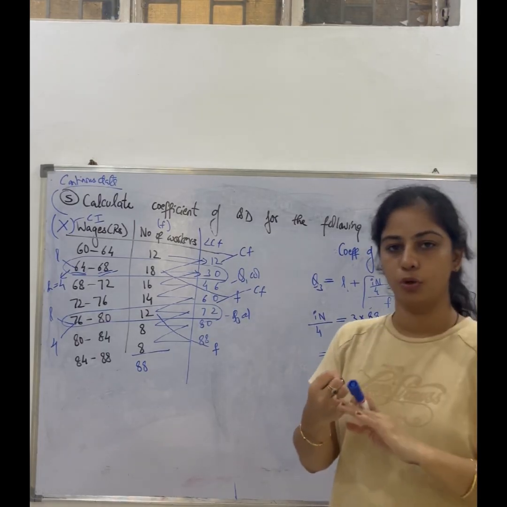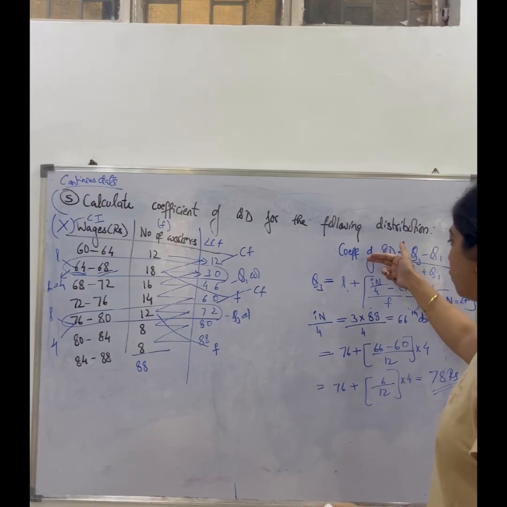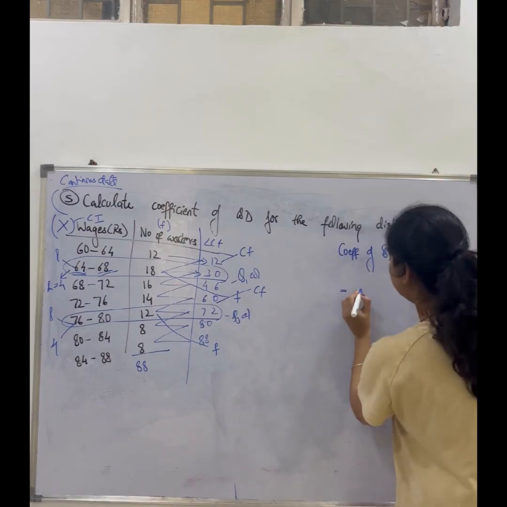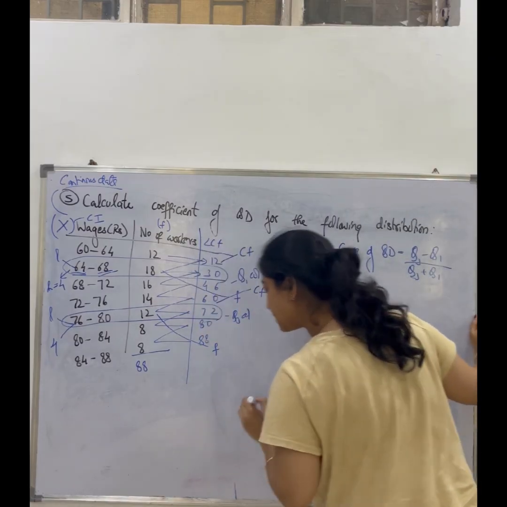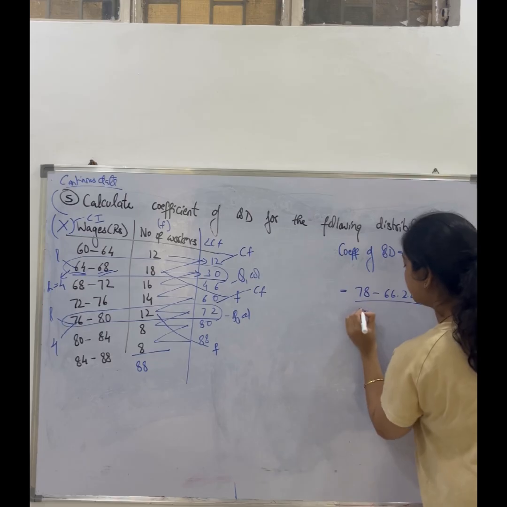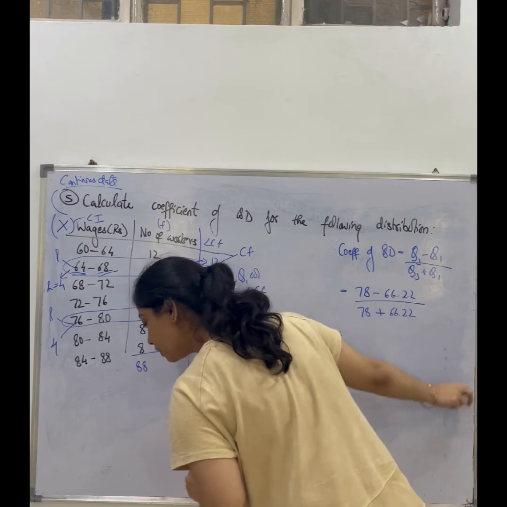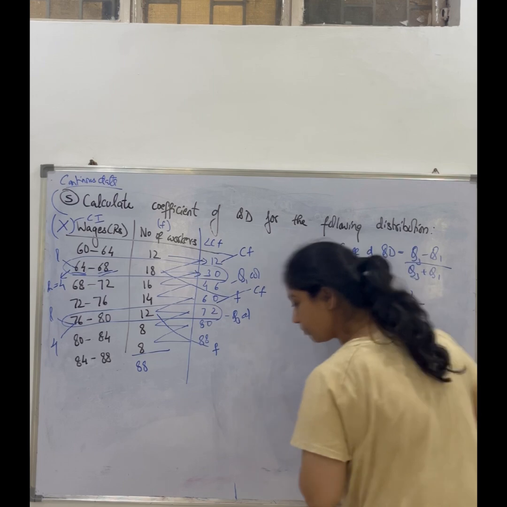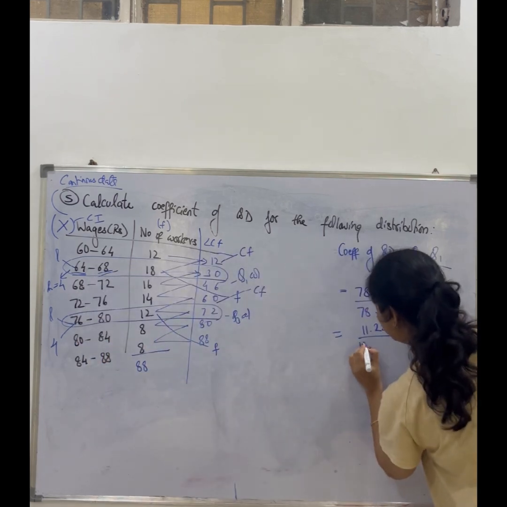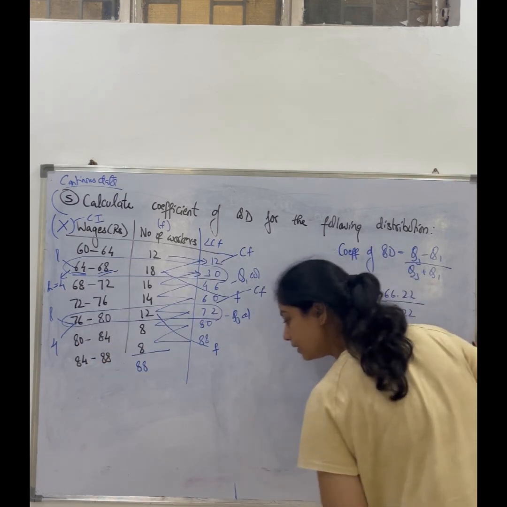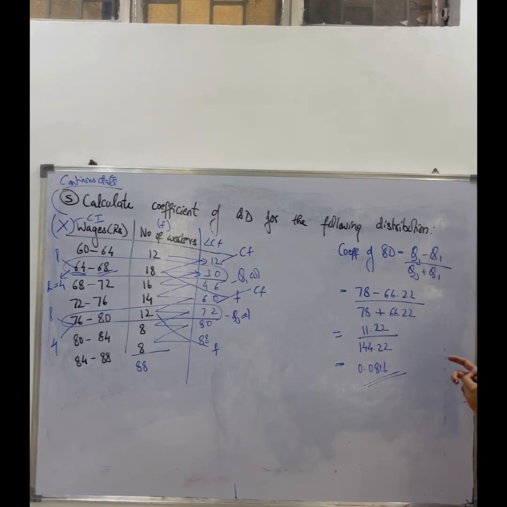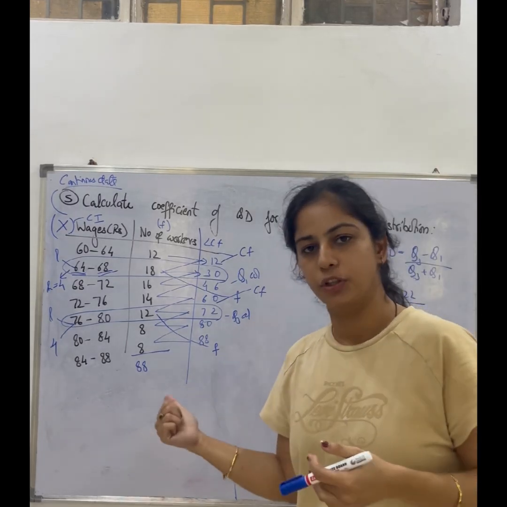So we have got the value for Q1 and Q3. Let's substitute back in the formula of coefficient of quartile deviation and get the right answer. 78 minus 66.22 divided by 78 plus 66.22. The value is 11.78 by 144.22. The final answer is 0.0816. So this is the value of coefficient of quartile deviation for this particular question.